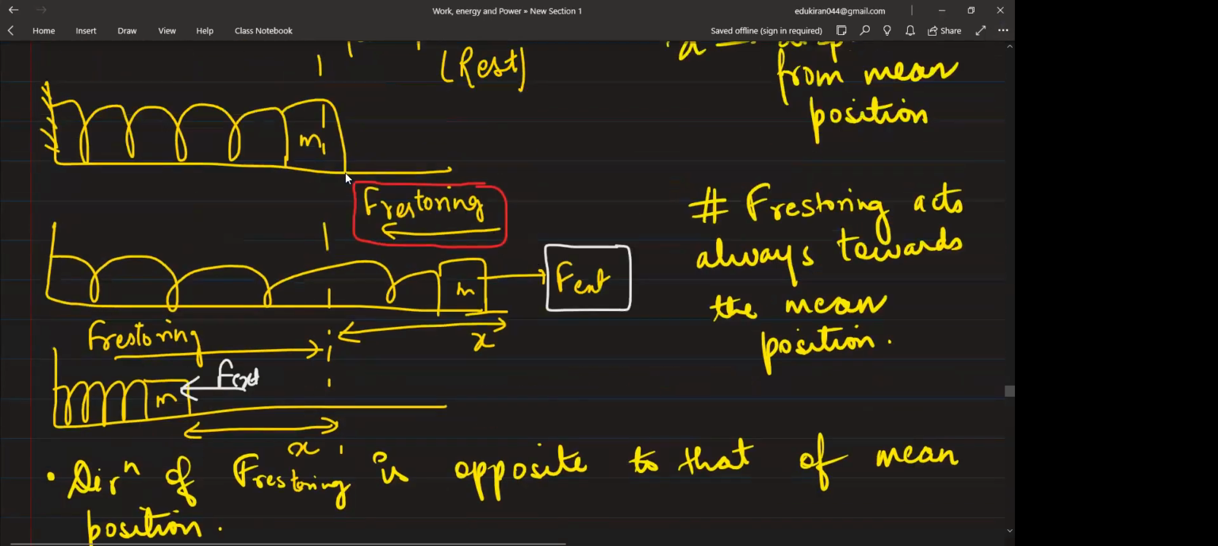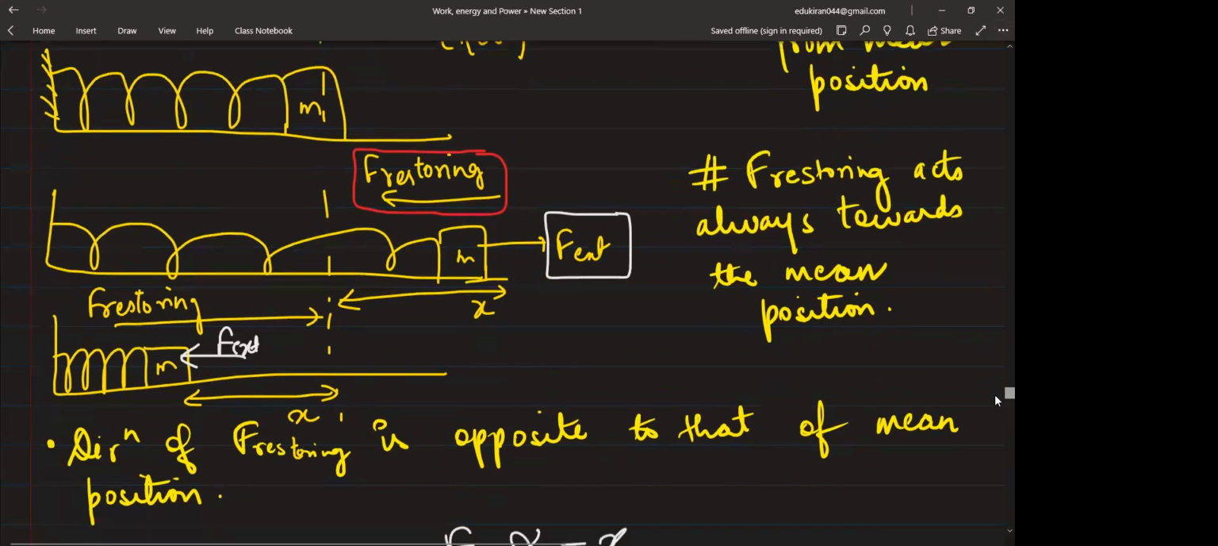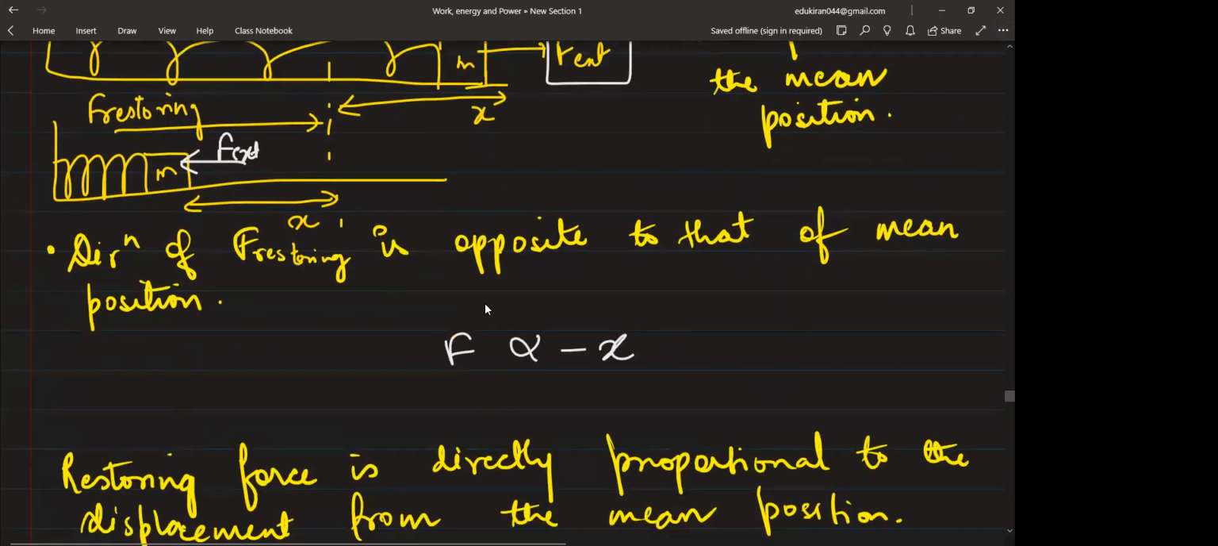See, this is the restoring force, and this is the mean position. The mean position is directed here, right? So the restoring force is on the opposite side and acts towards it. It is always pointing towards the mean position. This is what is meant by this. So the direction of the restoring force being opposite to that of the mean position means it is pointing towards the mean position, because the mean position will be on the opposite side. That's why it has to change its direction.